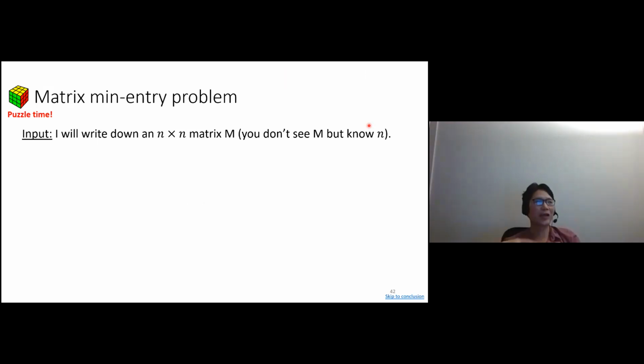Think of the following game. I'm going to write down a matrix, an n times n matrix. I'm going to write this down on my notes, so you don't see that. But you know what n is, so you know the dimension of the matrix.